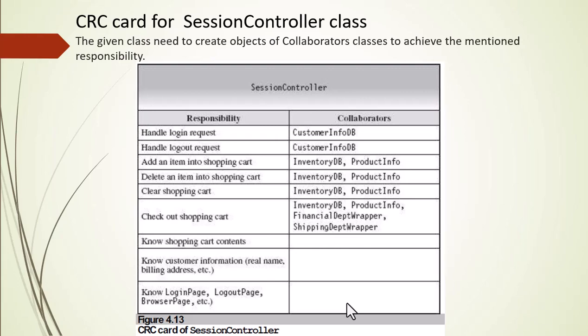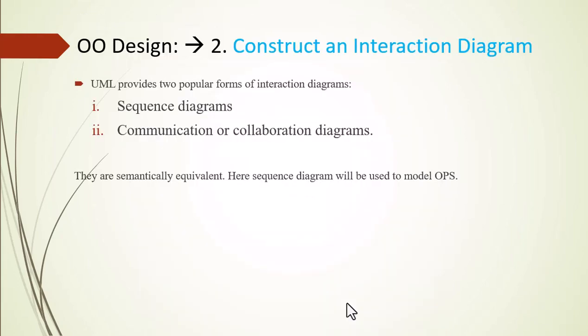For delete, we need inventory and product. For clearing shopping cart, we need inventory and product. For checkout shopping cart, we need inventory, product info, finance department wrapper, and shipping department wrapper. So in this way we mention all the collaborators.